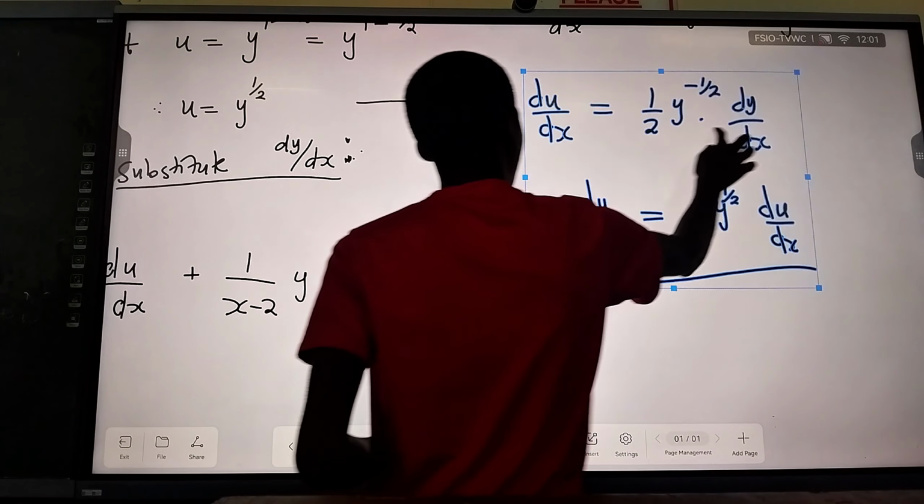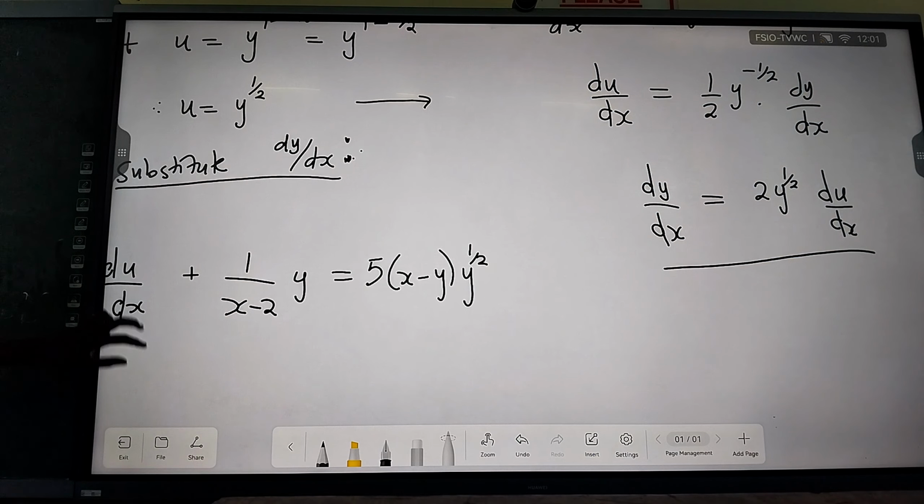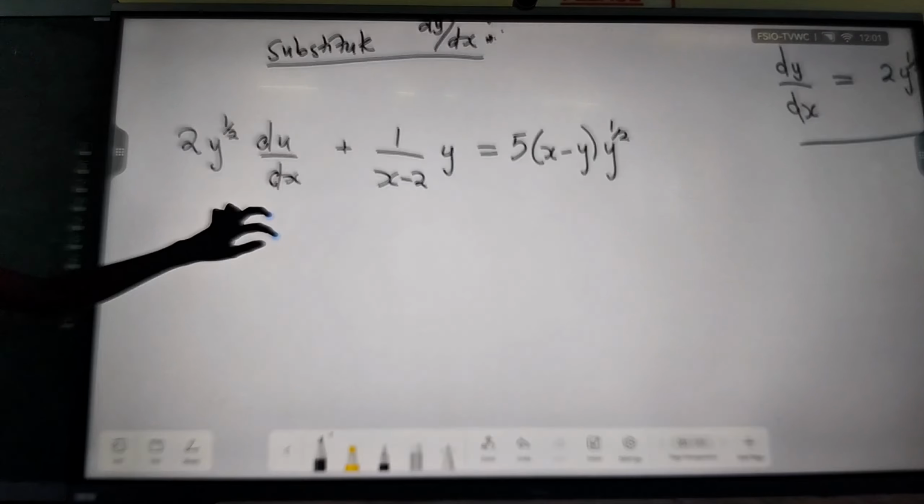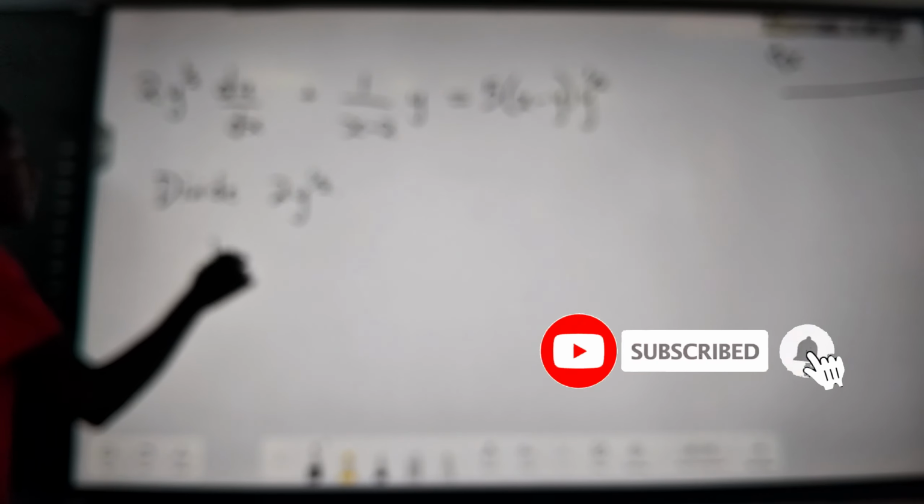We substitute here. That's what we are doing. Here where there is dy/dx we put this value. And now we want to make this linear, so we want this to be du/dx. So what can we do to get rid of the 2y to the power of 1 over 2? Divide by 2y to the power of half. If you divide by 2y to the power half, this will be du/dx.